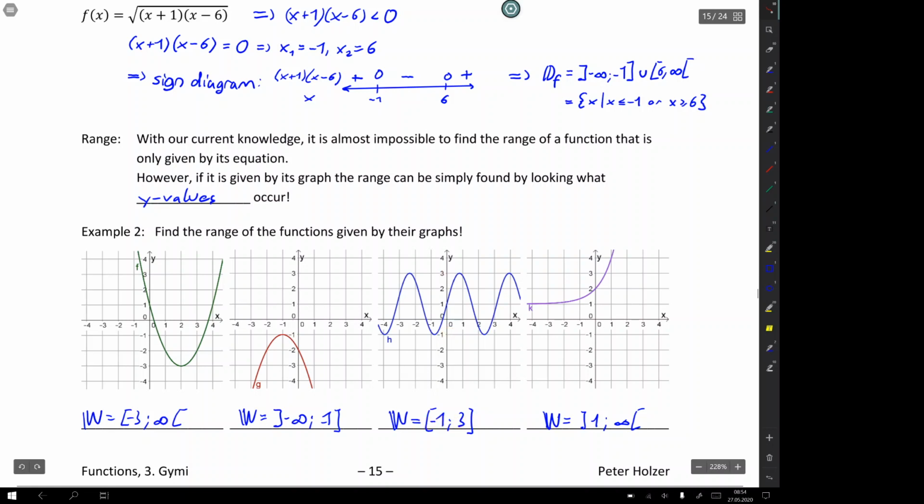And last example here, again, a number value, for example, already 1/2 here does not occur on the graph. However, 3.5 occurs, or 1.2 here occurs somewhere here, and so on. So we see all y values larger than 1 occur on the graph. So we get from 1 to infinity.